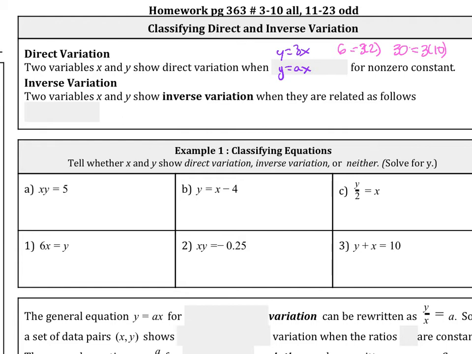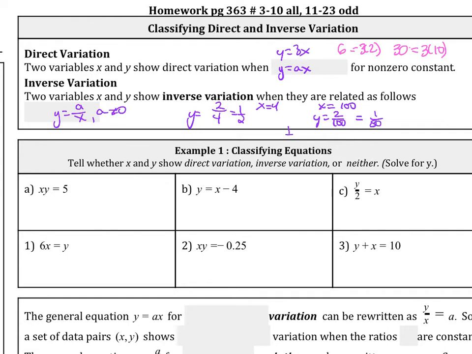Now, two variables, x and y, show inverse variation when they're related as follows. So this is y equals a over x, and then a is not 0. So let's again plug in numbers. Let's just say the top number is 2. So, I'm sorry, when x equals 4. So 2 over 4 is a half. And then when we plug in, say, x is 100, we get y equals 2 over 100. That is going to be 1 over 50.